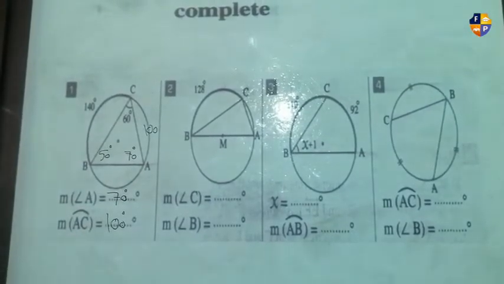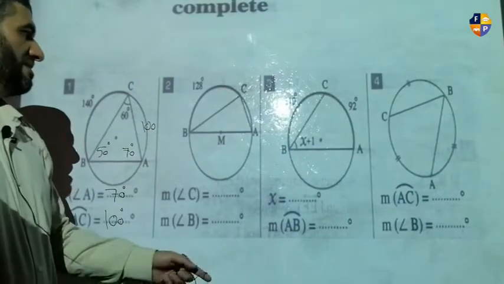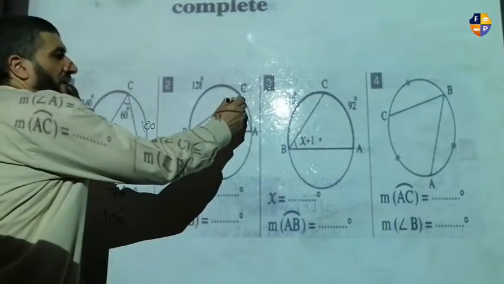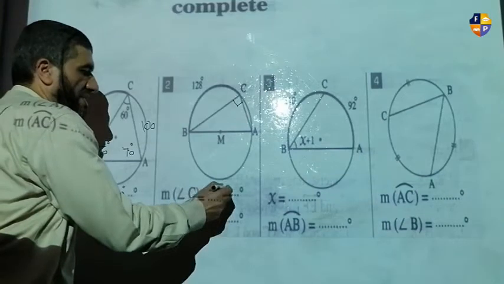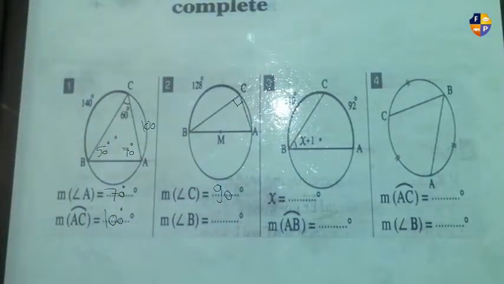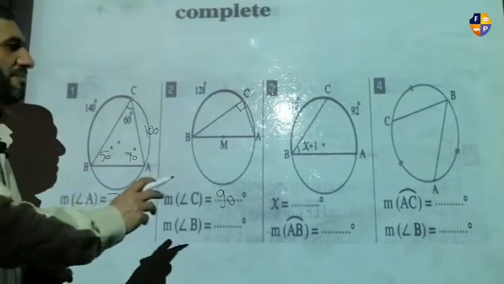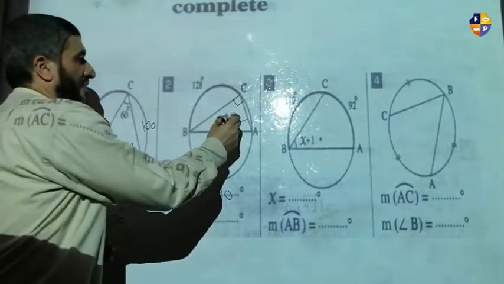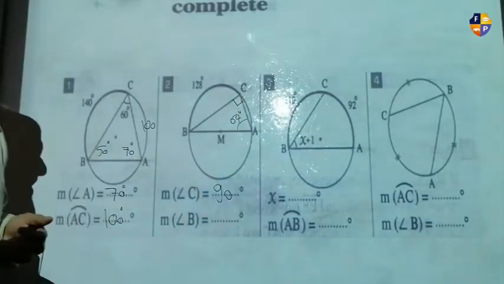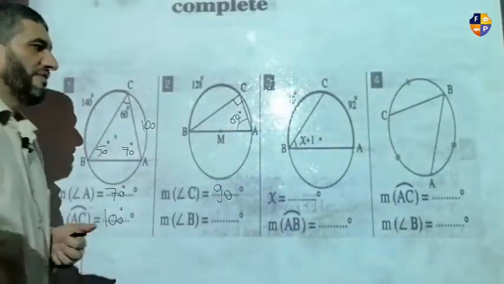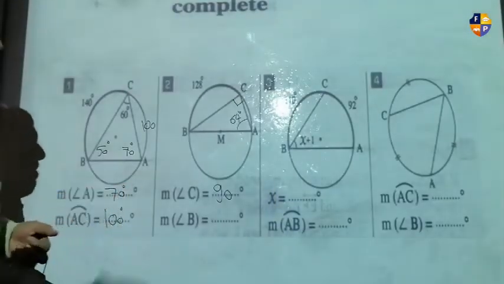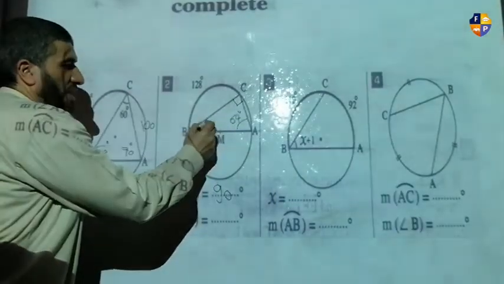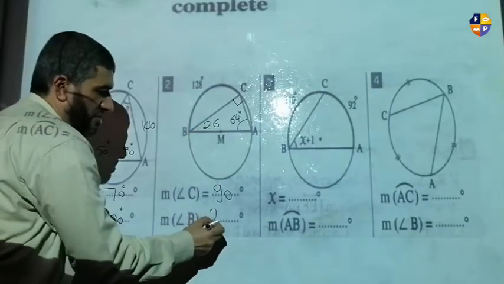Okay. Number 2, the measure of C. C is an inscribed angle in a semicircle. Then the measure of C equals 90 degrees, okay? And find the measure of B. We can find the measure of A, which is half the arc, equal to 64 degrees. From 180, 90 plus 64 taken from 180, then the measure of B equals 26.